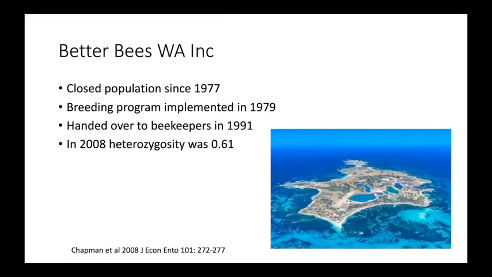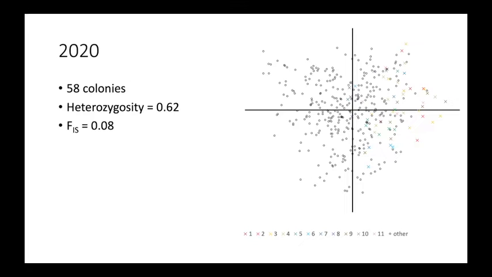And so because this population has been isolated for so long, back in 2008, I was looking to see if they had a problem with inbreeding, and the heterozygosity was 0.61, which is quite healthy. And so we were not too worried at that stage, but, you know, that was 13 years ago now. And so we took this opportunity with the Plan B to have another look at that population. So in 2020, they took 58 colonies to Rottnest Island for mating.